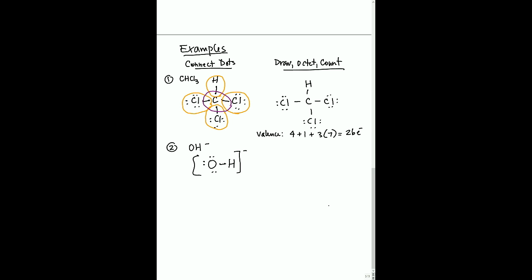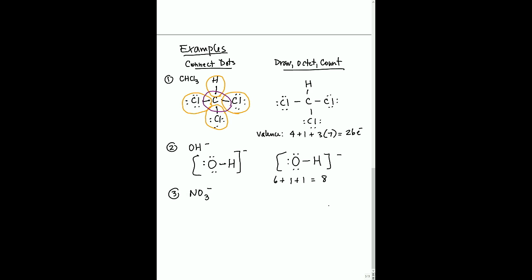Now with the just draw and count, if it's OH, it has to be that. And then we'll give the oxygen an octet, and then we'll make sure our picture has the correct number of electrons. The oxygen has 6, the hydrogen has 1, and then we have 1 more for the negative charge, and that's 8, and the picture has 8 electrons. All right, and then I'll just do one more example of a polyatomic ion, nitrate.